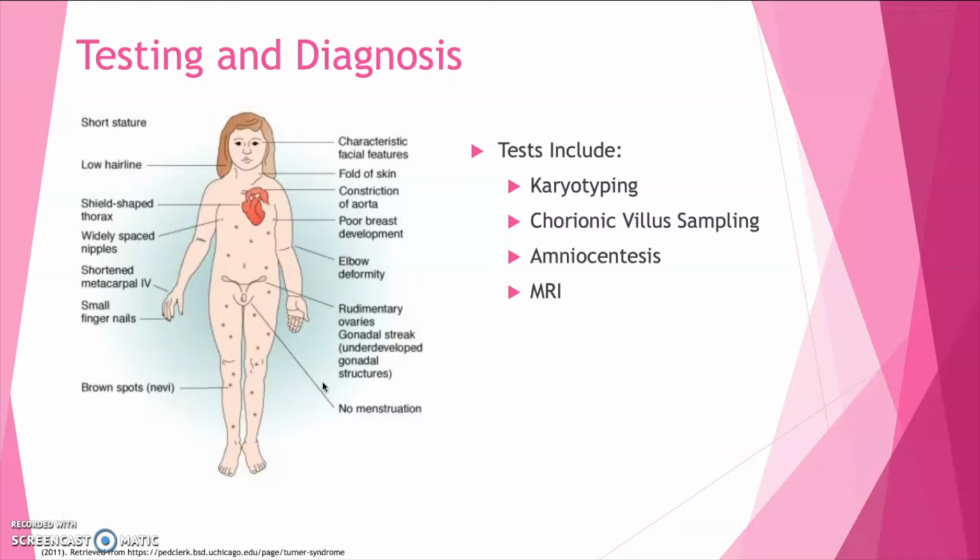An amniocentesis is the process of taking a sample of amniotic fluid from the uterus. When the baby sheds cells into the amniotic sac, the chromosomes can be studied. MRIs help assess the individual for the presence of symptoms associated with Turner syndrome. These can include liver, kidney, and heart abnormalities.